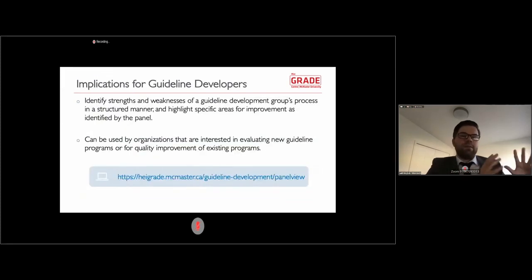This is from the perspective of those participants and giving their view on whether the process was appropriate to highlight potential weaknesses, areas for improvement, as well as strengths of the process. And this allows us to identify these in a structured manner and highlight specific areas for improvement. And the panel view tool is intended to be used by organizations that are interested in evaluating new guideline programs or quality improvement of existing programs. And we provide a link to the panel view tool there.